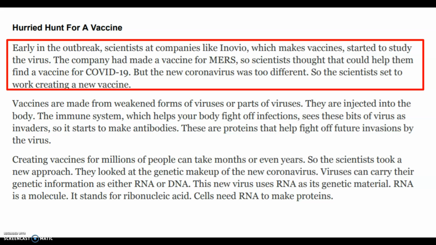So, hurried hunt for a vaccine. The text says, early in the outbreak, scientists and companies like Inovio, which makes vaccines, started to study the virus. The company had made a vaccine for MERS, so scientists thought that could help them find a vaccine for COVID-19, but the new coronavirus was too different. So the scientists set to work creating a new vaccine.